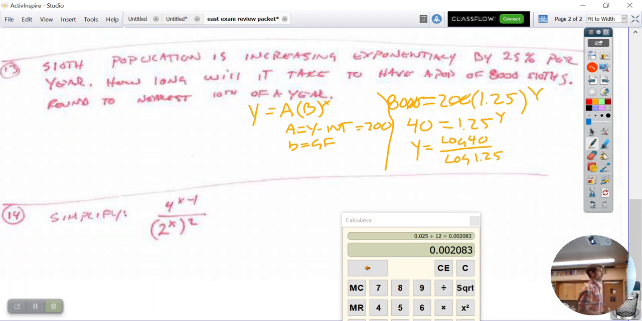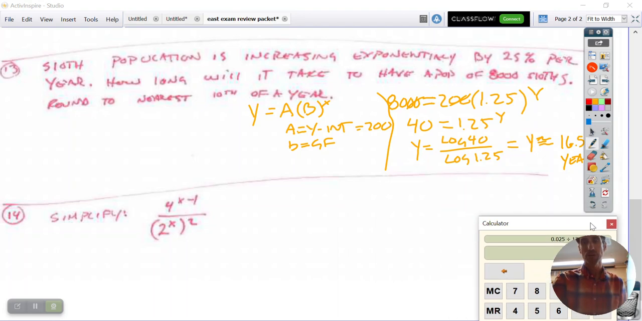So when I do this on the calculator, and as much fun as it is to look at me type into my iPhone calculator, I'm going to skip that part, and I get an answer of approximately y is roughly equal to 16.5 years. So really, pretty quick and simple problem. You know what? I'm going to just do the last one as well in this video.